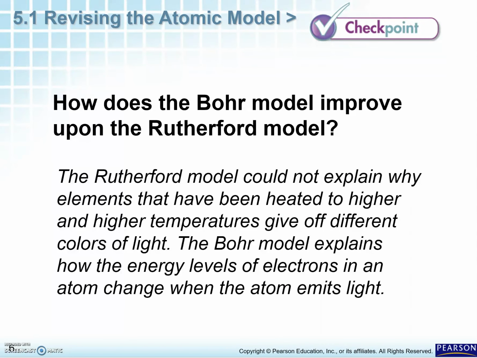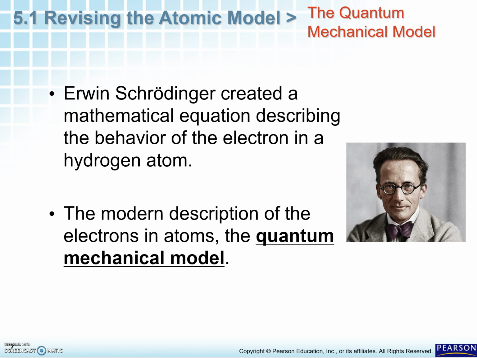So overall, Bohr was able to improve on Rutherford's idea of the atom to explain why heated metals and different things of that nature are able to give off different colors of light because of that quantized energy, meaning you have specific steps in your ladder. You're able to see different light coming from each metal.